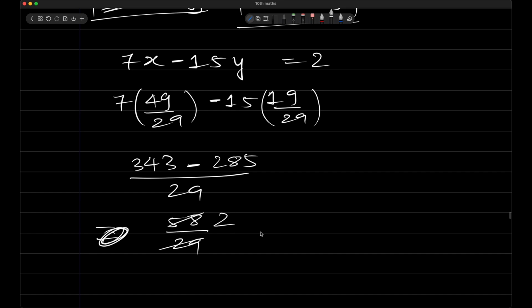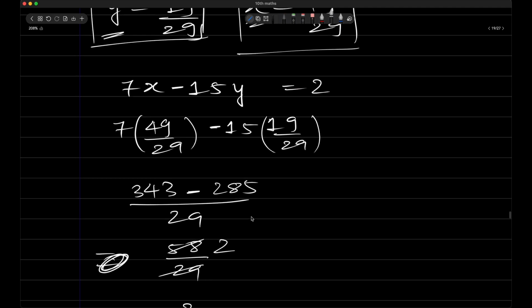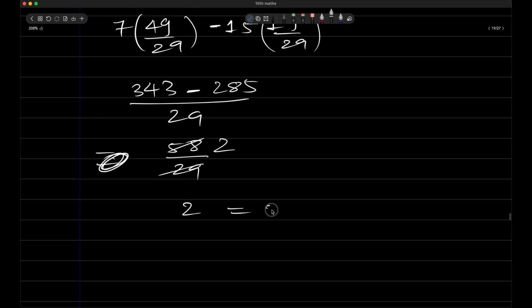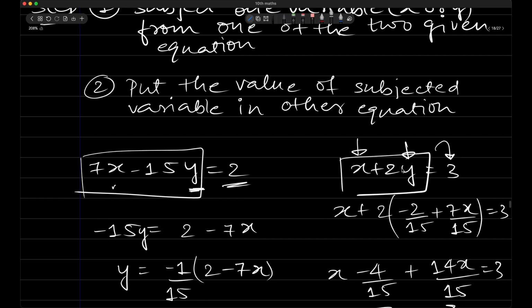29 into 2 is 58, so we have got the left hand side equals to 2 and we have the right hand side also equals to 2. So hence we have verified for one equation. We can also put the values of x and y in the other equation and we will get the answer as 3.